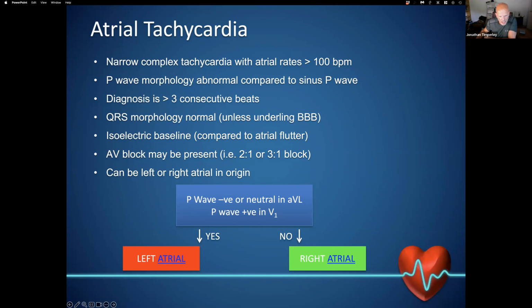And we can actually make a decision on whether we think it's likely to be left or right atrial in origin by looking at the P wave. If it's negative or neutral in AVL, then we expect that that's going to be in the left atrium. If it's going to be positive in V1, again, we expect it to be in the left atrium.